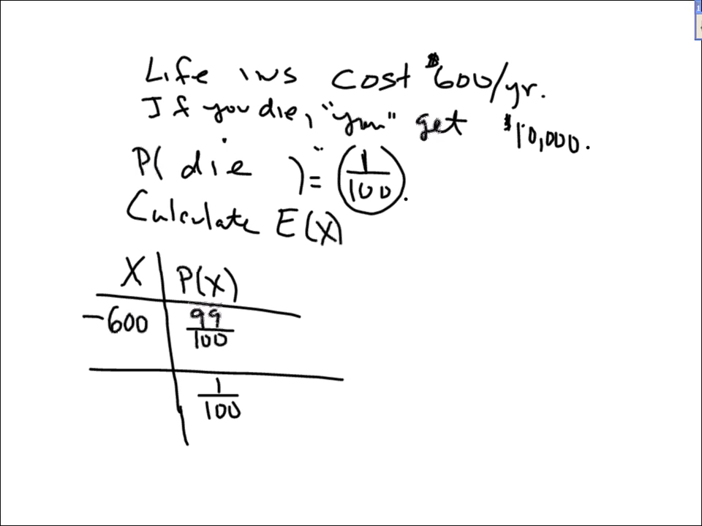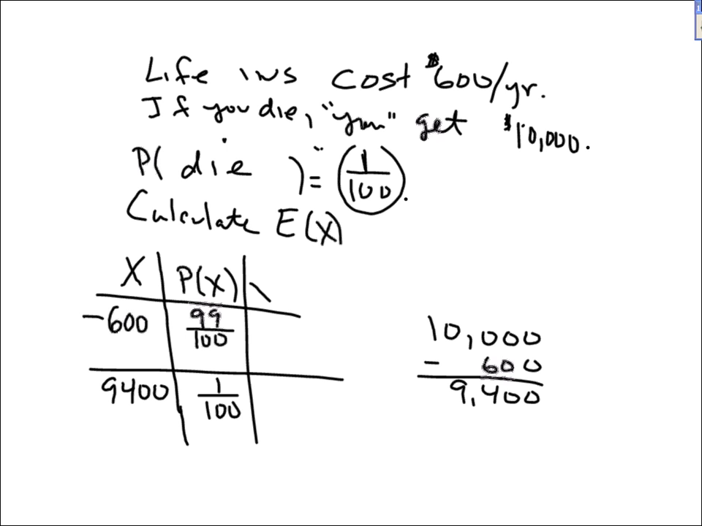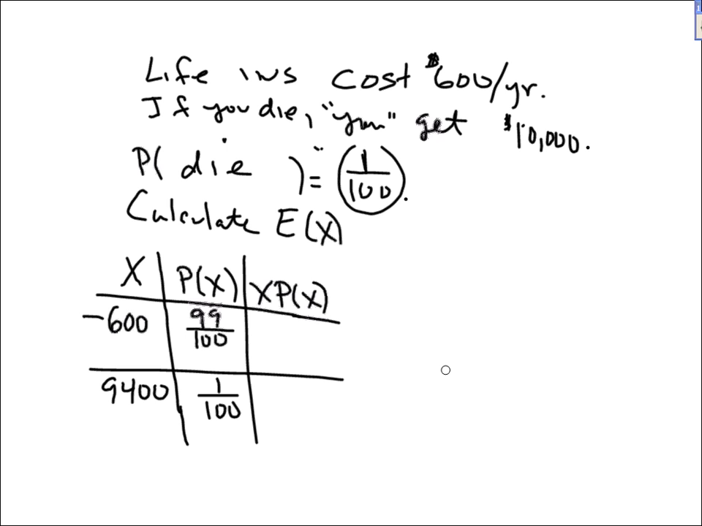Now, you may die. And how much do you get if you die? Well, a lot of people might say, well, you get $10,000. You will earn $10,000. No, no, no. You did pay $600. You are only getting $9,400. And the expected value, well, you figure out the X times P of X and then you multiply. Let's do that on the side because it's a little bit of math. It has multiplication. A negative times a positive is a negative. So we're done with the signs.